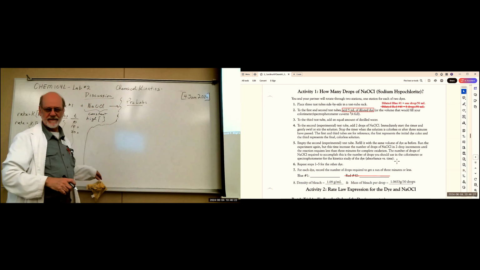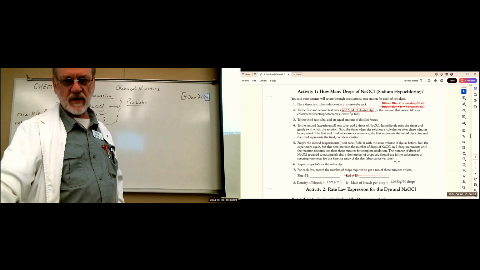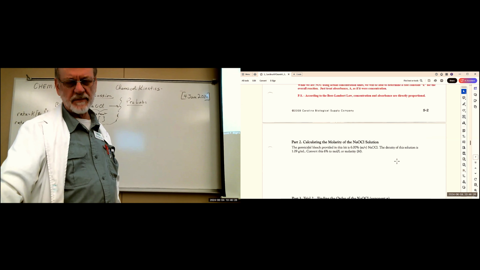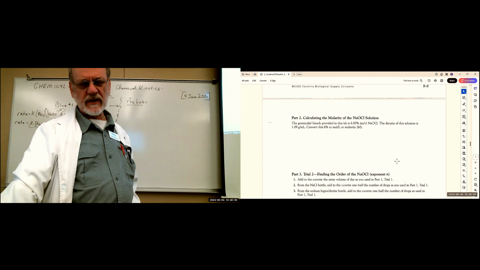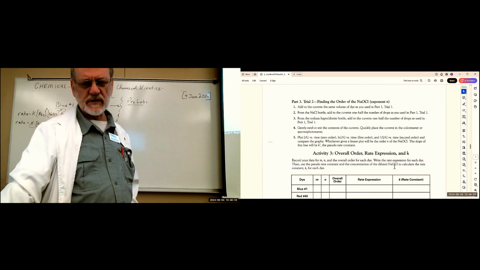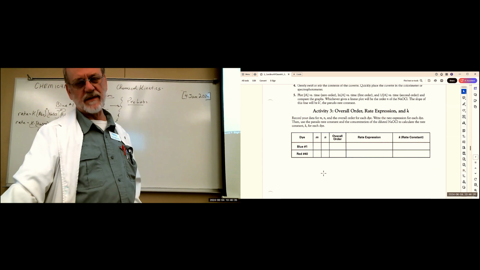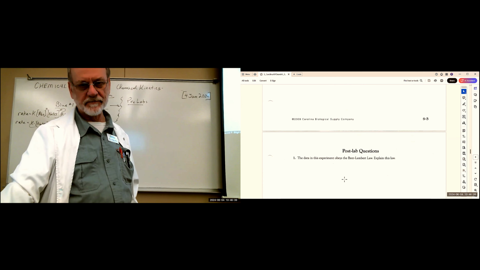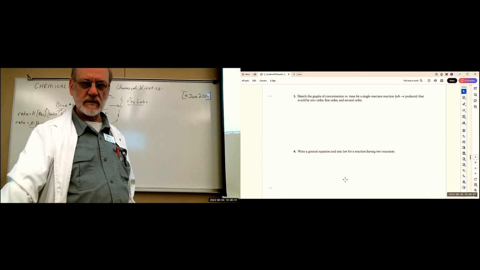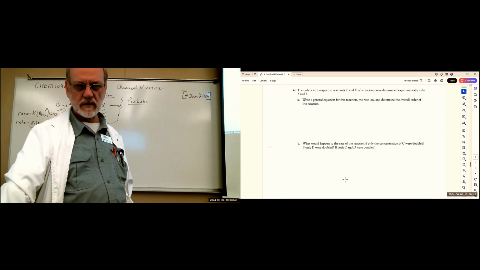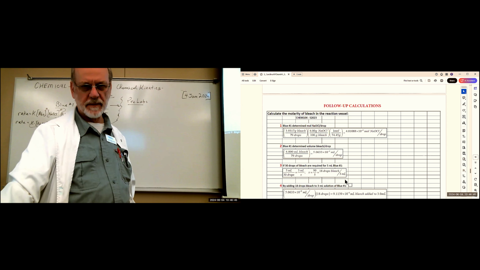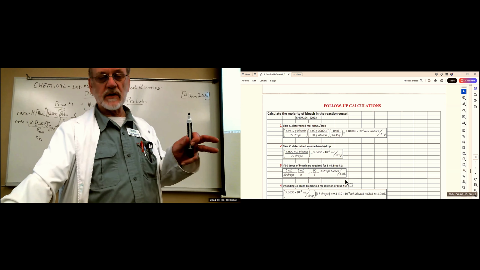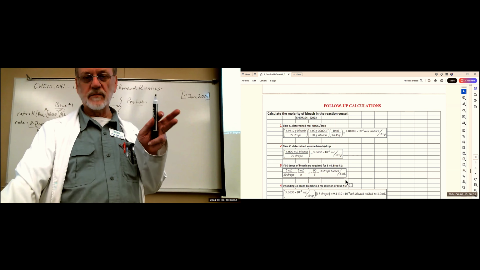Okay. Let's see, what else do we need to talk about? Anything? I've got some blurbs on calculations at the back. That table has red number 40, but you can ignore that part. Post lab questions, okay. I'll let you do those on your own. Follow-up calculations. This page is on calculating the concentration of bleach.